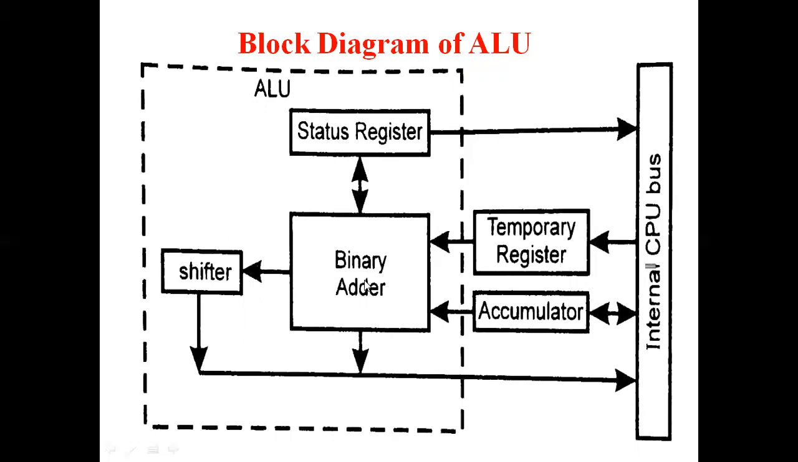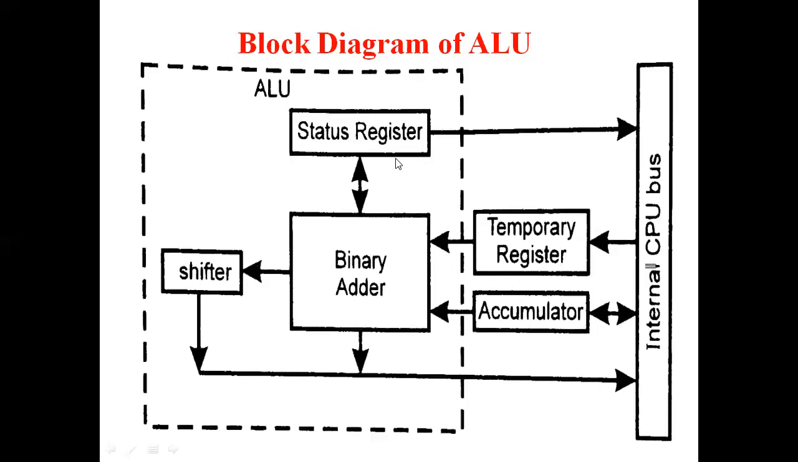The first one is the binary adder. Binary adder means it is a digital circuit that performs addition of numbers. It performs arithmetic operations like addition, subtraction, increment, decrement, etc., with the result fed back into the accumulator via the internal data bus. So here the final result will be stored in the accumulator with the help of the internal CPU bus. In many computers, adders are used in the arithmetic logical unit.